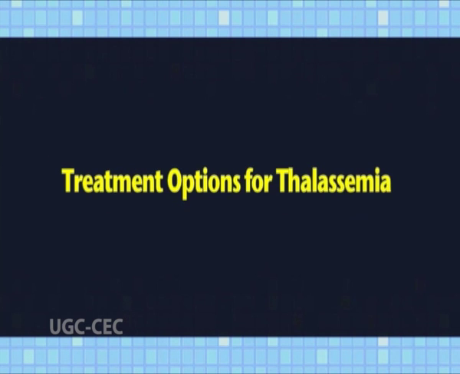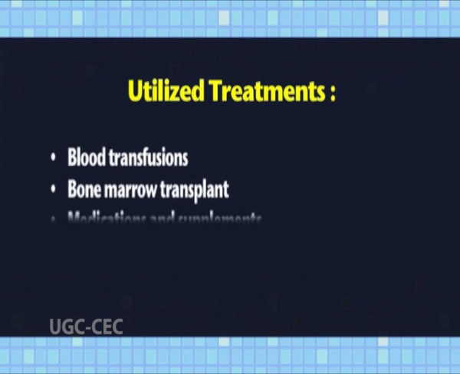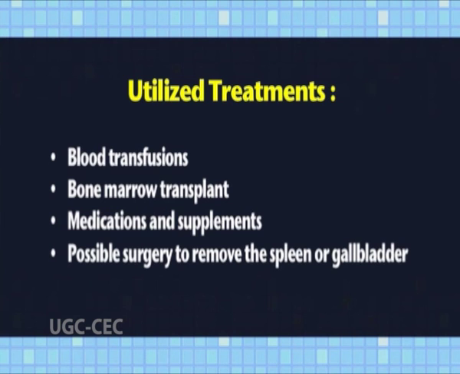Now, what are the treatment options for thalassemia? The treatment for thalassemia depends on the type and severity of the disease involved. Some of the utilized treatments include blood transfusions, a bone marrow transplant, medication and supplements, and possible surgery to remove the spleen or gallbladder. Your doctor may instruct you not to take vitamins or supplements containing iron. This is especially true if you require blood transfusions.